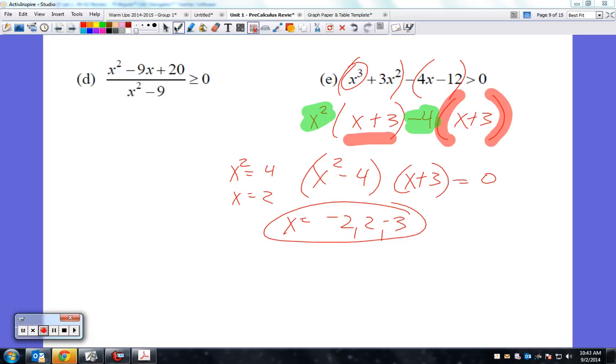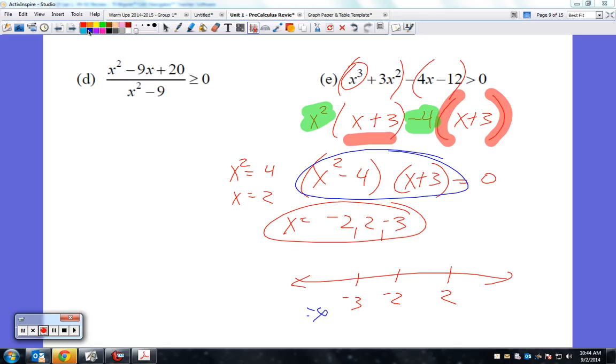Now, let's go ahead and go to the number line. We have -3, we have -2, and we have +2. Andrew, what would be the first number that you probably try to plug in? -4, perfect. You plug in -4 into this piece. What are you going to get as a sign? Negative. Oh, good. These are open or closed? Open.